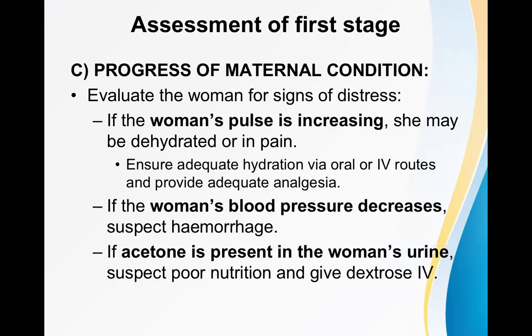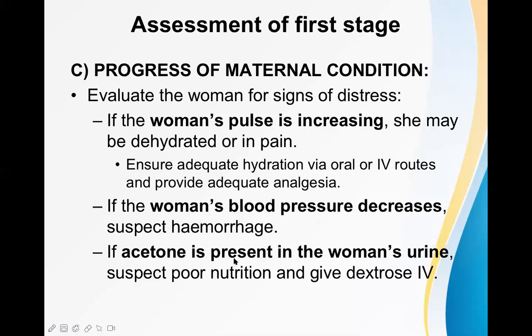Epidural analgesia. We inject some of the opioid analgesics into the epidural space, and that can take care of the pain. If the woman's blood pressure decreases, suspect hemorrhage. Definitely, that's why blood pressure should be measured time and again. This may be a case of severe hemorrhage.